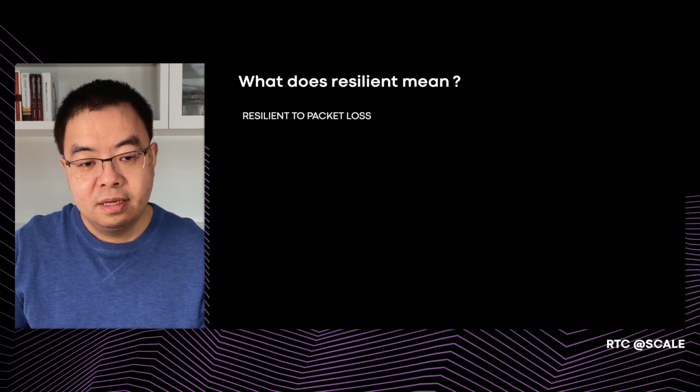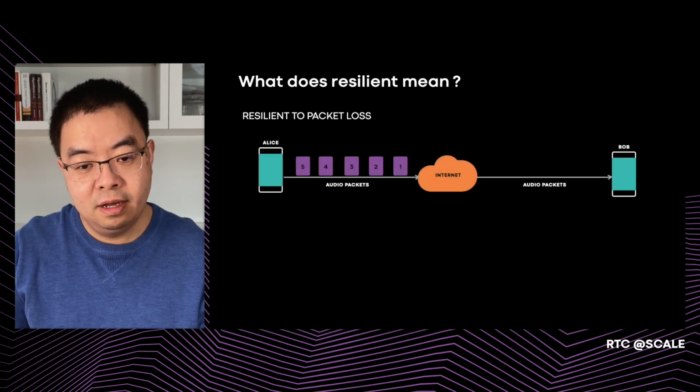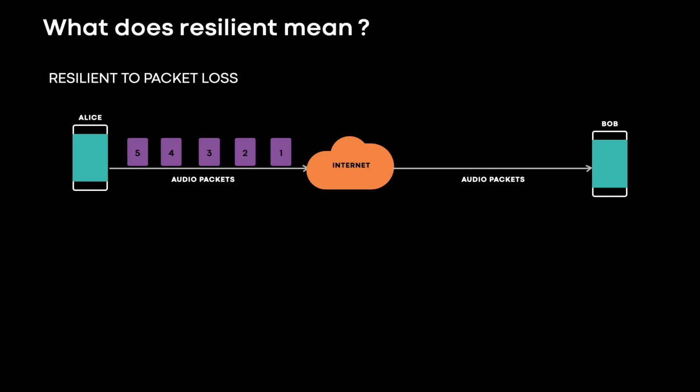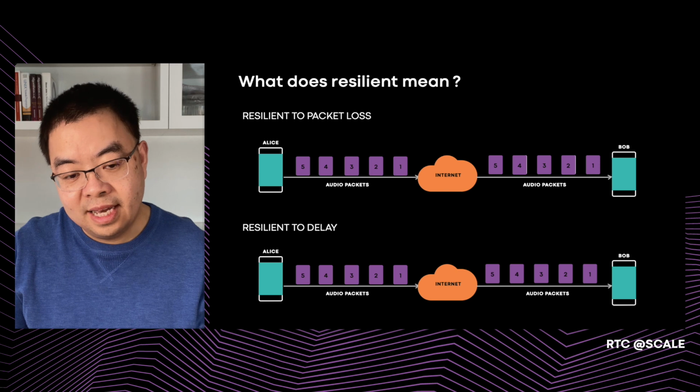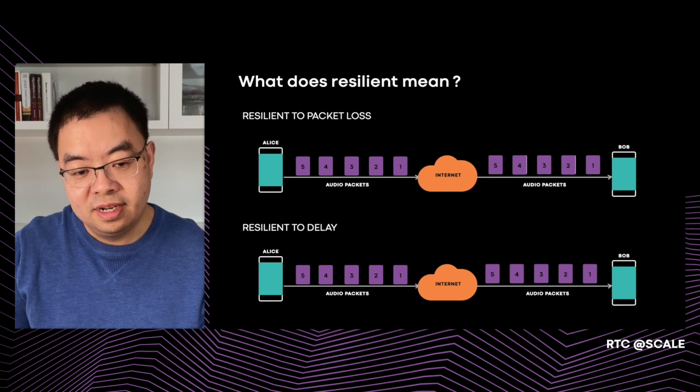In order to make RTC audio resilient to packet loss, when Alice is transmitting audio to Bob and some packets get lost, we want to find a way to recover as much lost audio as possible so that Bob doesn't hear those audio artifacts. In order to make RTC audio resilient to delay, when the arrival pattern of the audio packets changes, Bob's receiving device needs to accommodate these out of order arrivals and late arrivals, so that when Bob actually plays out this audio, it sounds like these packets arrived in the same order as they were sent.